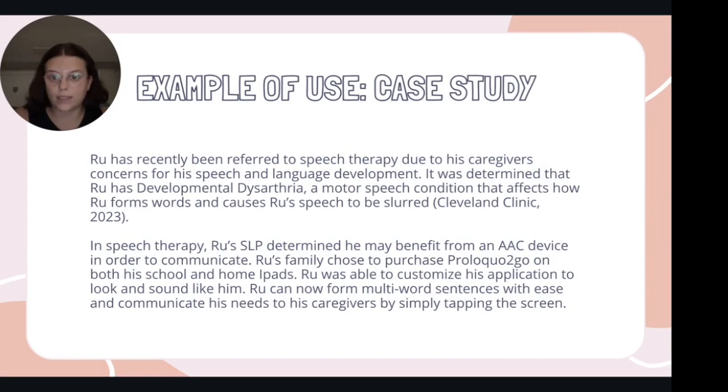The following is a case study example of Proloquo2Go's potential usage in real life. Rue has recently been referred to speech therapy due to his caregiver's concern for his speech and language development. It was determined that Rue has developmental dysarthria, a motor speech condition that affects how Rue forms words and causes Rue's speech to be slurred.